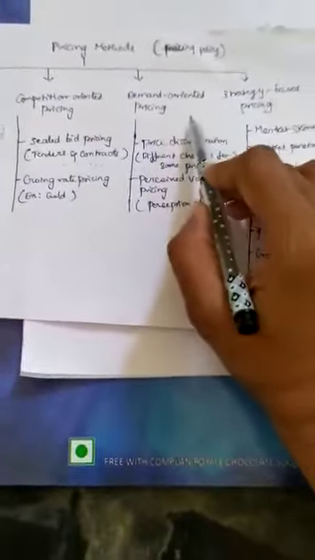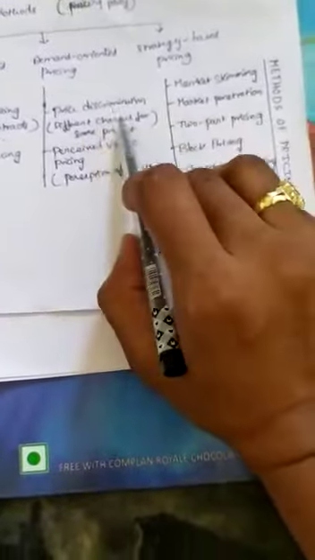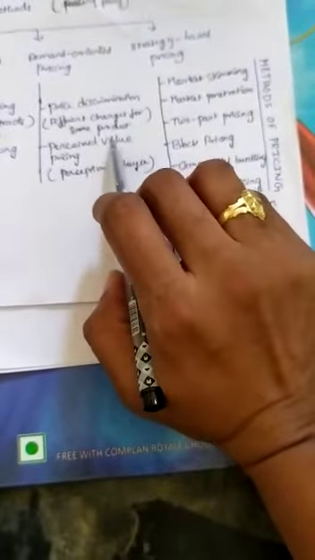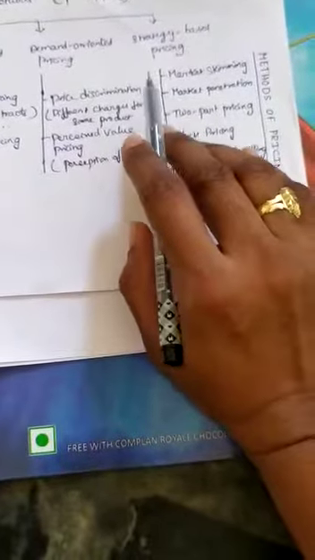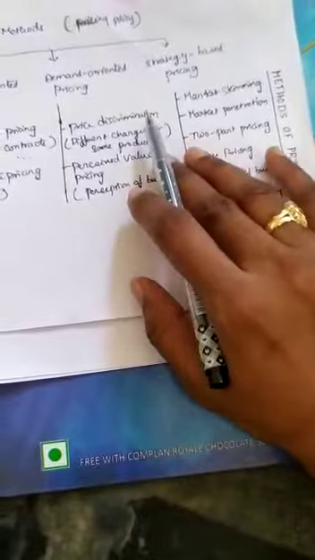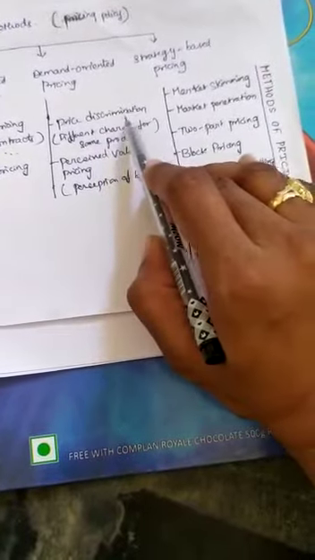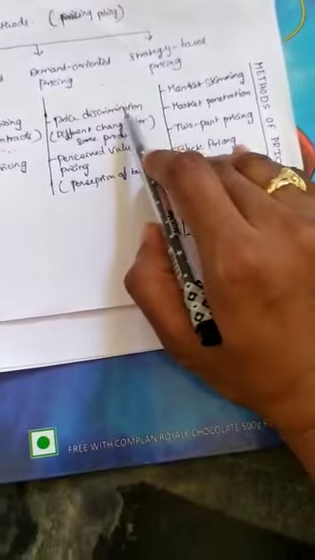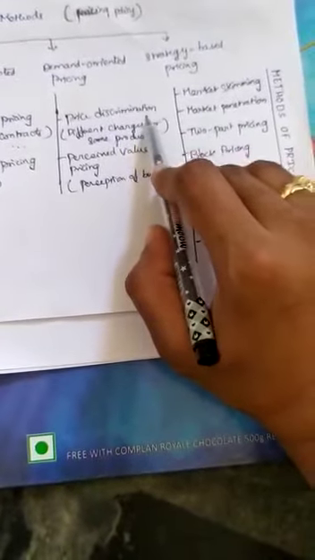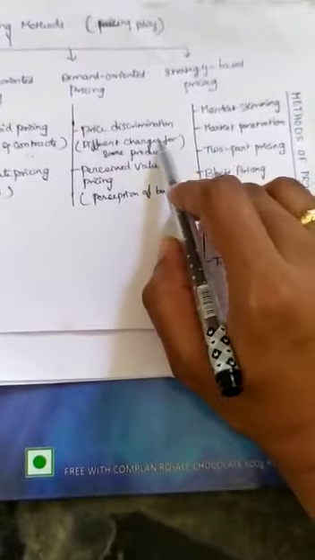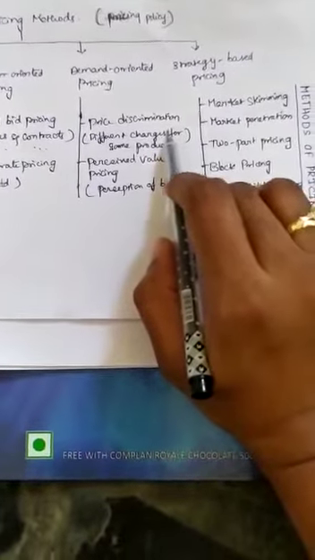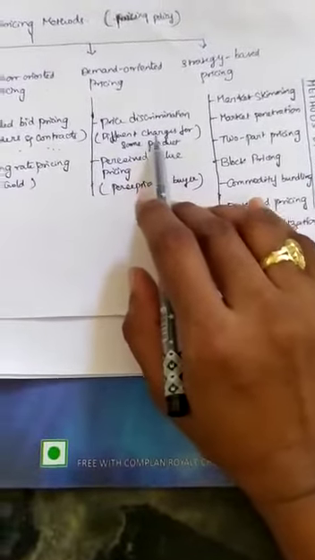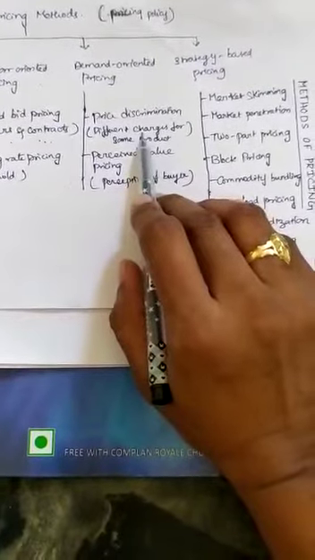Next, demand oriented pricing. In demand oriented pricing, the first one is price discrimination. Here, different charges are set for the same product. It is a selling strategy where customers purchase at different prices. So the companies charge different prices to different customers for the same product. It depends upon geographical locations. The prices differ from area to area, and may also differ from person to person.